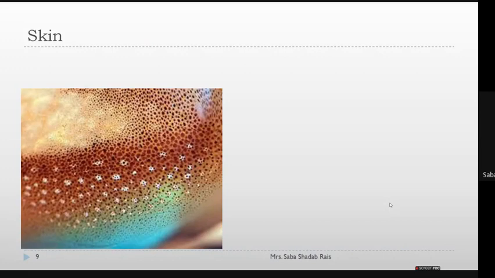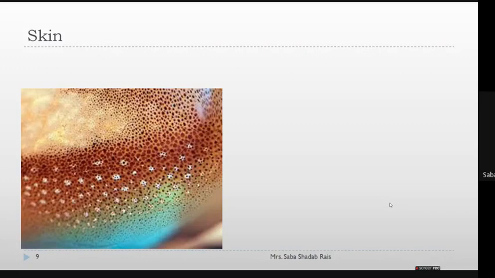The chromatophores are fewer on the ventral side as compared to the dorsal side. Why? Because when they swim, their dorsal surface is exposed. So they face the threat when their dorsal surface is exposed, while the ventral surface is just underneath. For that reason, they don't face so much threat there.